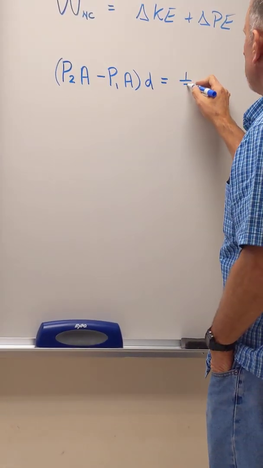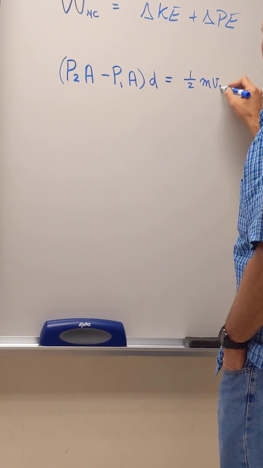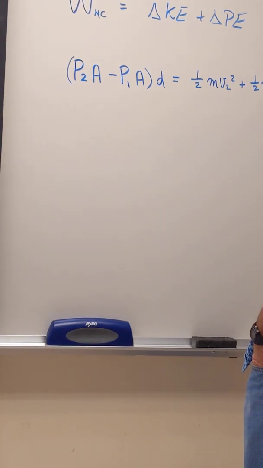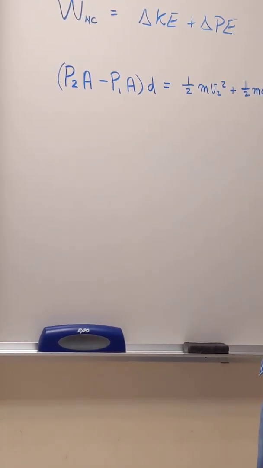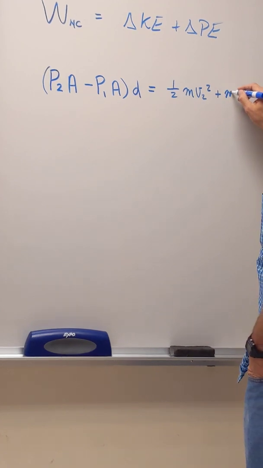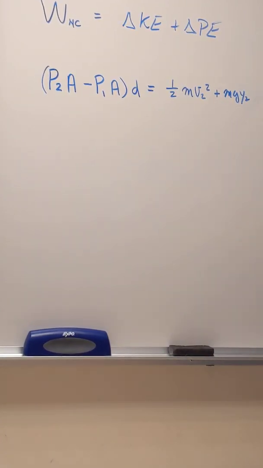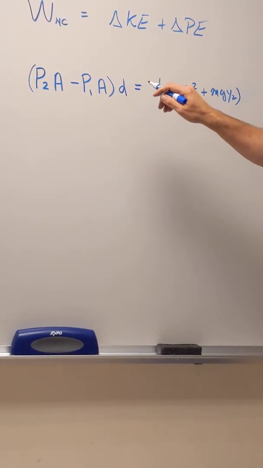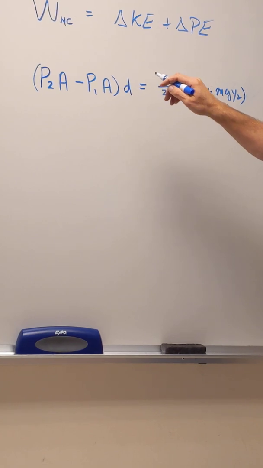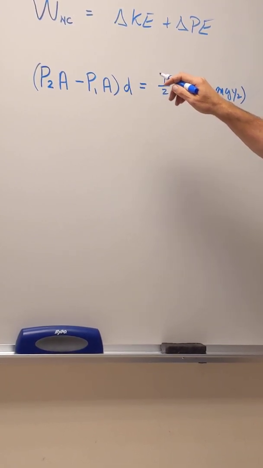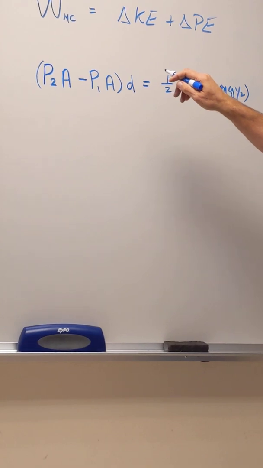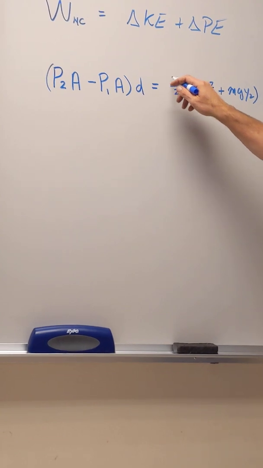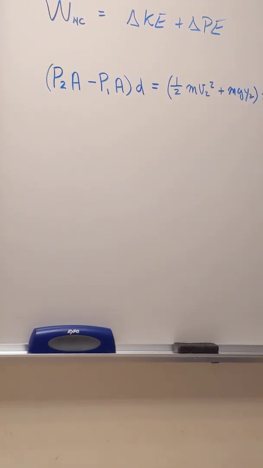I get 1/2 m v2 squared plus m g y2. Oh, not 1/2. Goodness. I'm going to add my total mechanical energies here. Did they do that? Oh, they did 1 minus 2. 2 minus 1. Odd. Oh well. Minus.